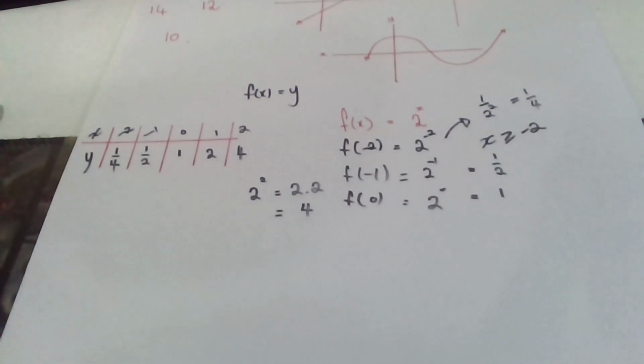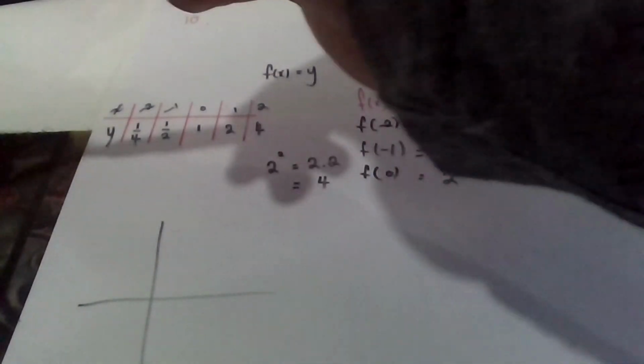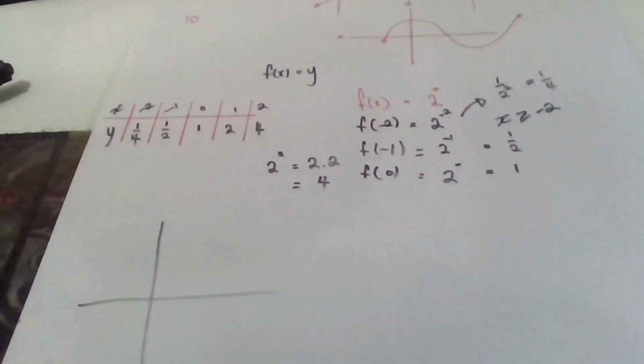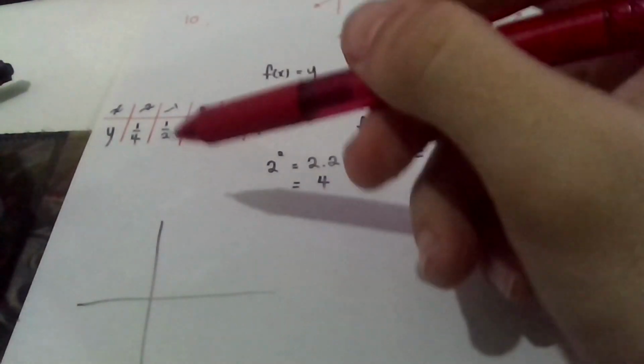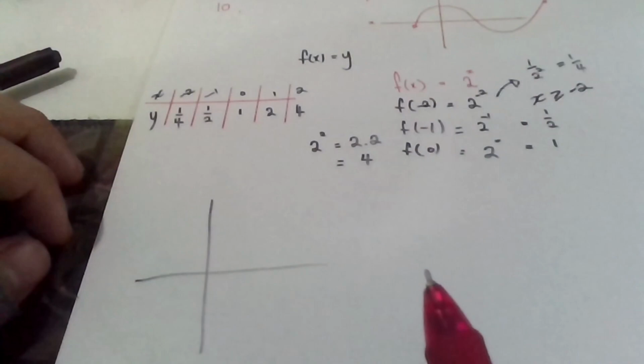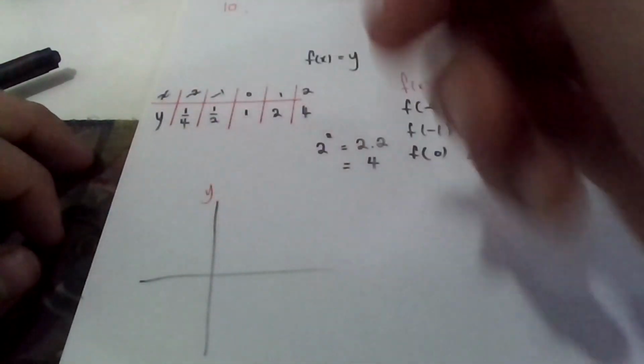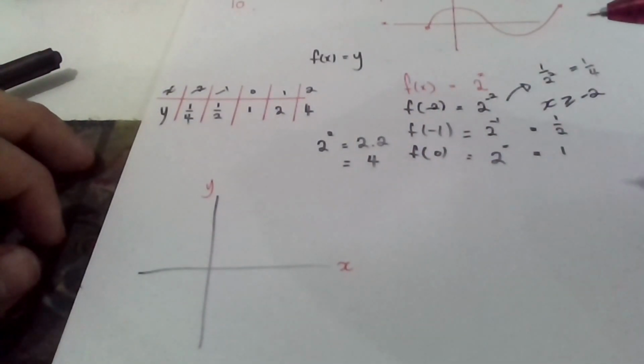Now we have to graph this. We can graph this by drawing axes. I'm running out of ink, so I'm going to switch over to a red pen. As I've said before, this is my y-axis, and this one will be my x-axis.